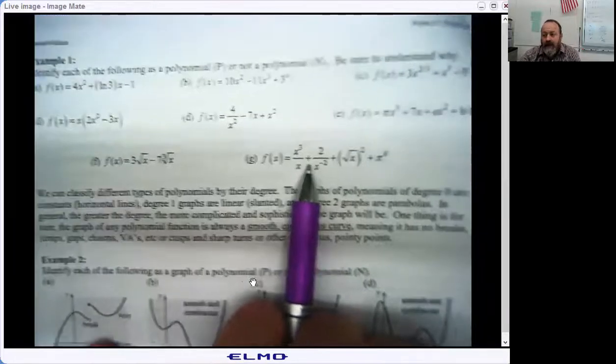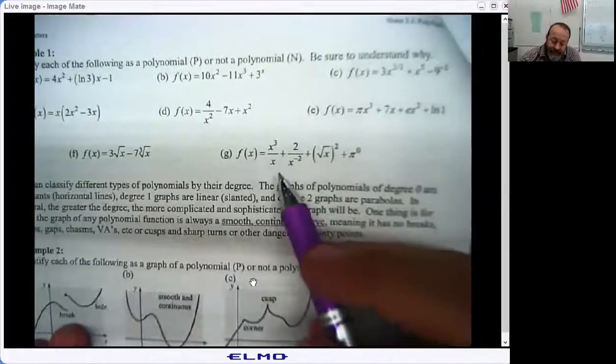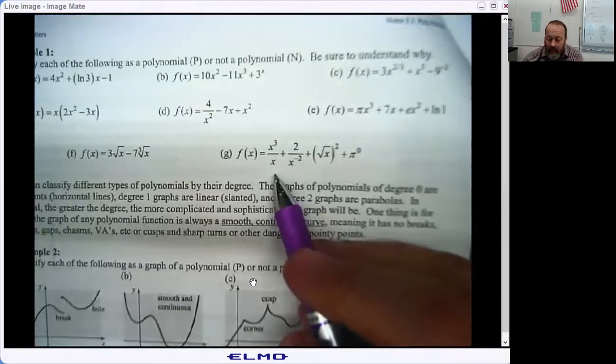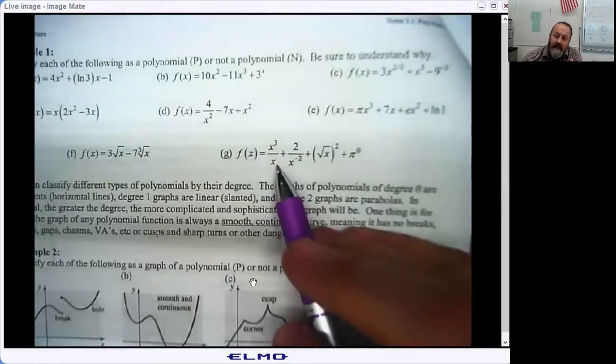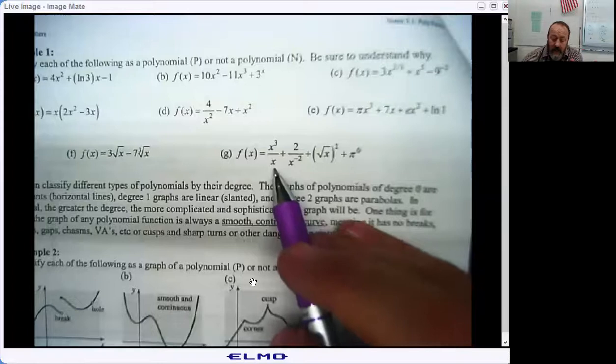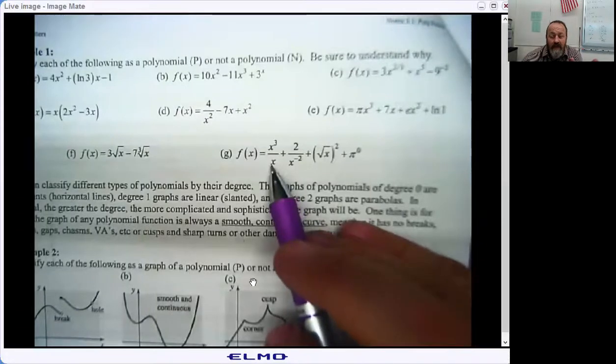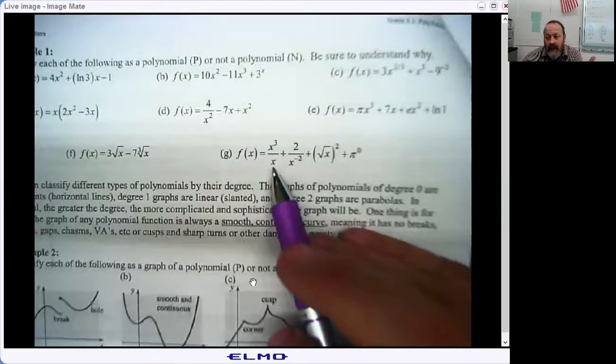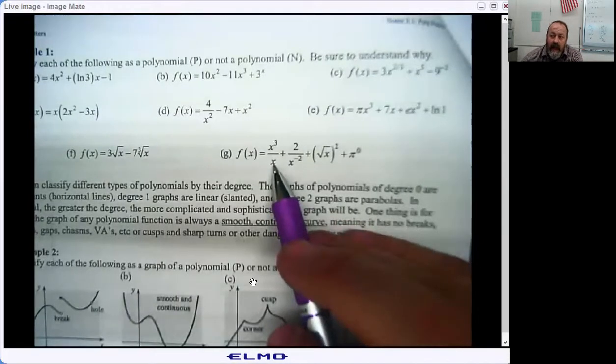Over here, it's a little subtle, but since the domain of all polynomials is all real numbers, and I'm dividing by x, we can't divide by x. Even though I could simplify and call that x squared, technically right now, if I were dividing by 0, that would be a problem. So this one doesn't match the definition, so it's not a polynomial.